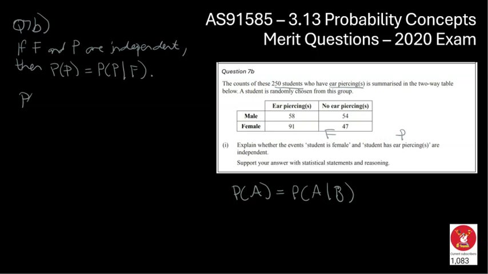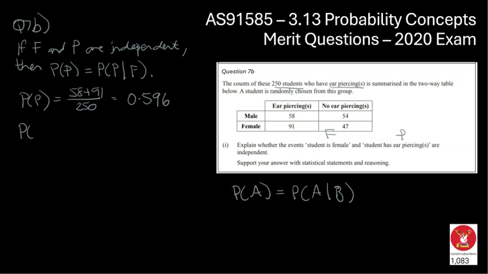The probability of getting a piercing, that's this group over here, those two added together, divided by the 250 total. So that's 58 plus 91 over the 250 students. When I did that math, I got 0.596, and that did not need rounding.